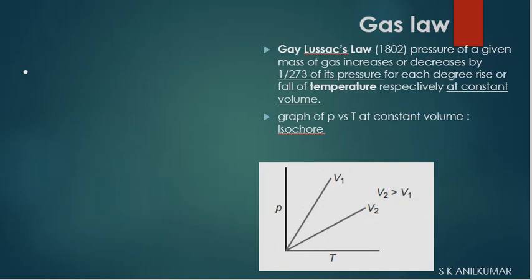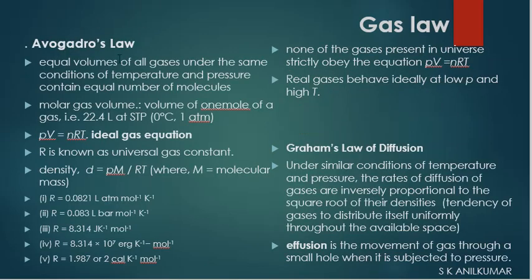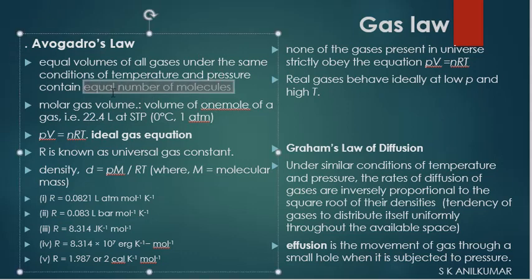Now comes Avogadro's law. What does Avogadro say? He says equal volumes of all gases under the same temperature and pressure, under STP or NTP, normal temperature and pressure, will have an equal number of molecules. That is why we have something called Avogadro's number, N subscript A. And molar volume is 22.4 liters.